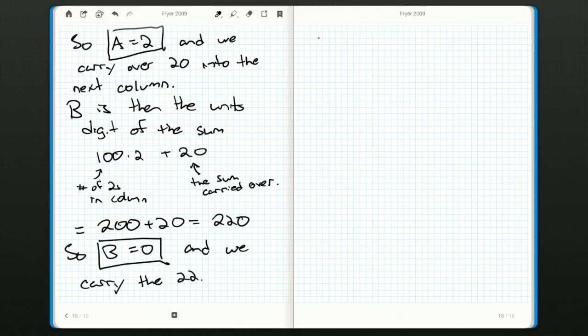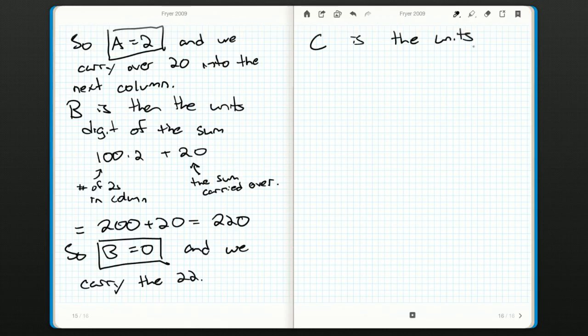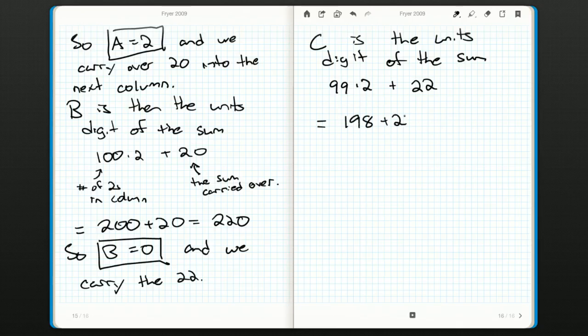Okay, now we want C. That's the units digit of the sum. Well, how many 2s are in that column? The first column had 101. The second column we dropped down, so we only have 100 2s left. Then now we're going to have 99 2s. So 99 2s we're adding up, and then we also have to add up what we carried over, which is 22. Okay, so that's 198 plus 22. That's going to be 220.